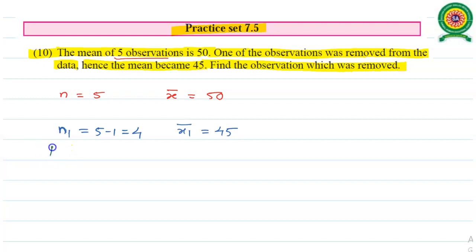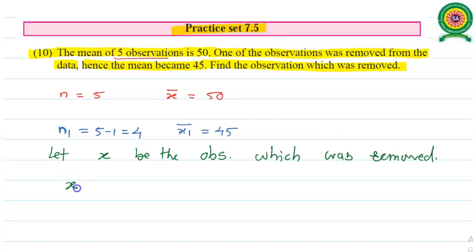So now let x be the observation which was removed. That means we have the formula for evaluating x bar, which is the sum of xi divided by n, the total number of observations.